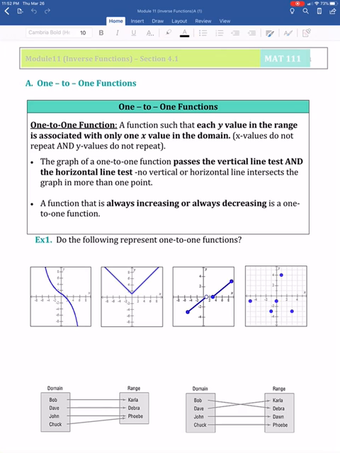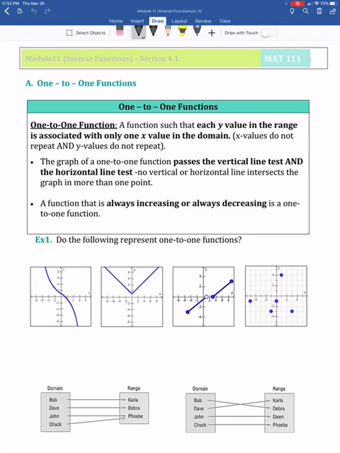Another characteristic of one-to-one functions is they're functions that are always increasing or always decreasing, so no change in behavior. So again, no turning points will come into play with a one-to-one function. With that said, let's take a look at this first example. It says, do the following functions here, these are all graphs of functions, do they represent one-to-one functions?